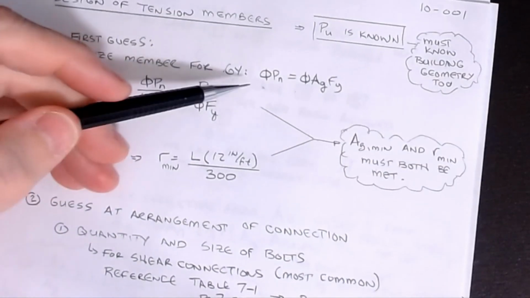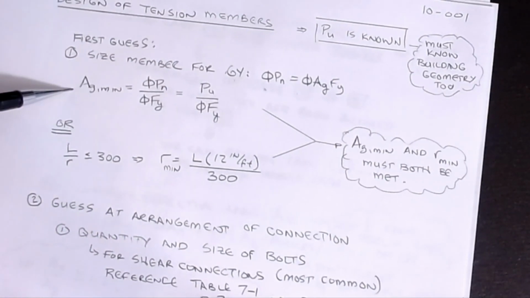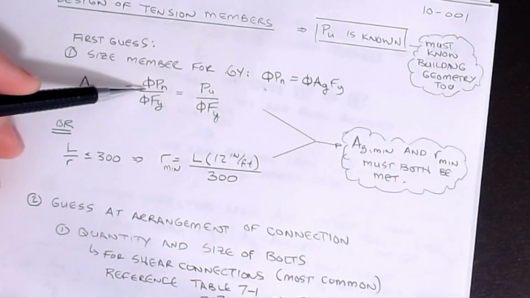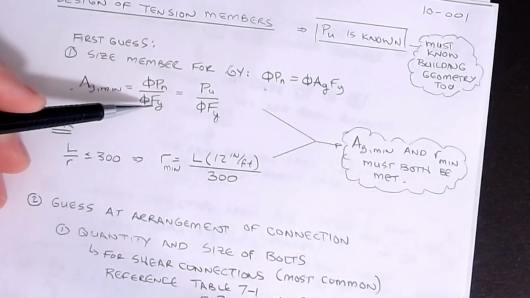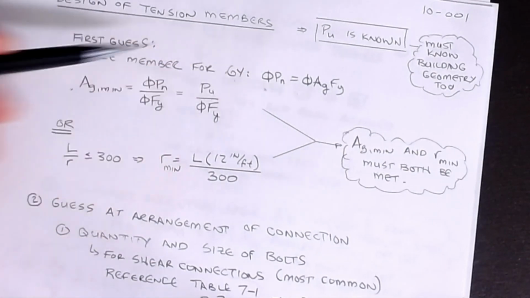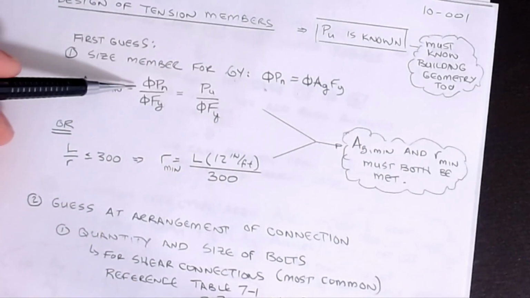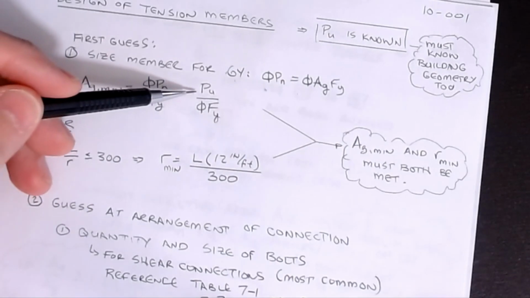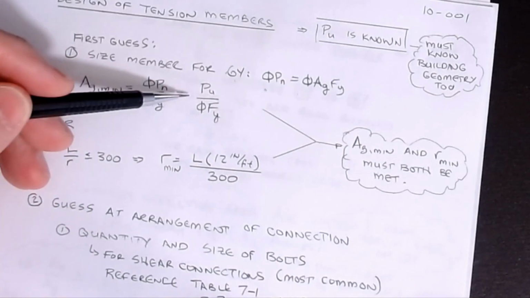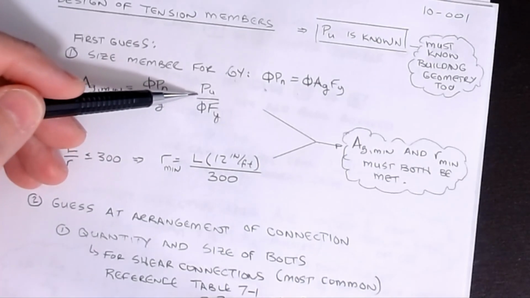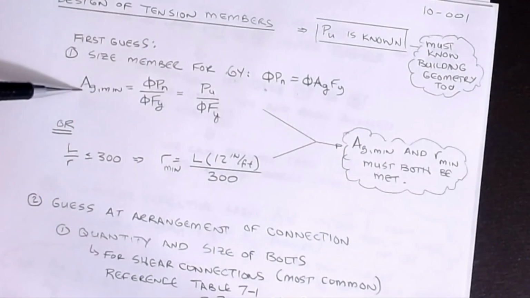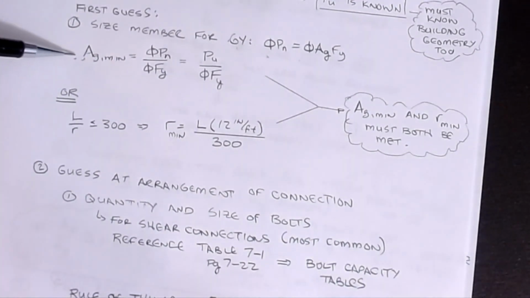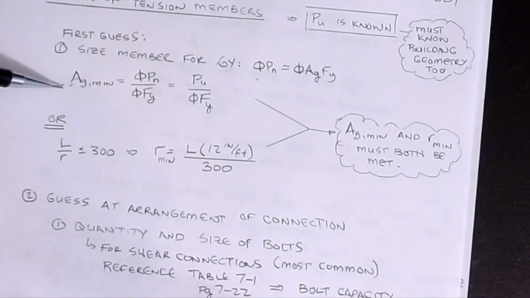So what I can do is take this formula and rearrange it in terms of A and make A a selection criterion. If I do that, I get Ag equals phi Pn over phi Fy. Again, that's just rearranging this formula, solving for Ag. And then I know that, at the very least, phi Pn needs to be equal to Pu. Hopefully it's more than that, but at the very least, if I use Pu with an equal sign, then this becomes a minimum value. And that's how I get a first guess on our strength parameter.